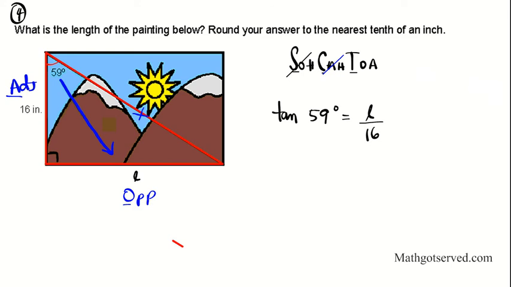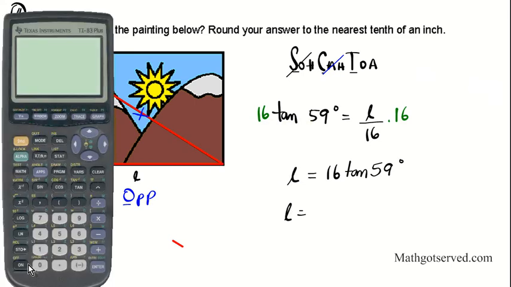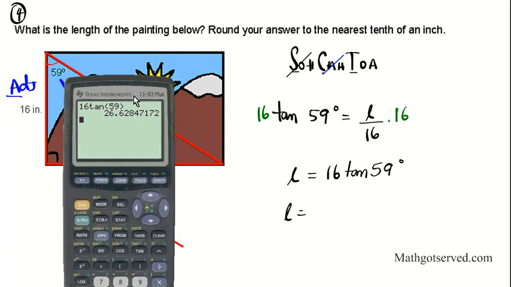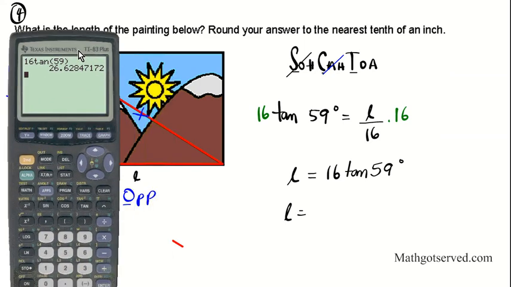Now what we're going to do is isolate L. How do we do that? We're dividing by 16 here, so we'll do the opposite, which is to multiply both sides by 16. The inverse of division is multiplication, right? So we're going to have L equals 16 tan 59. We'll just plug all of this into the calculator and calculate what L is. Let's fire up our calculators. 16 tan 59. The answer is 26.6. To the nearest tenth, 26.6 is our answer.